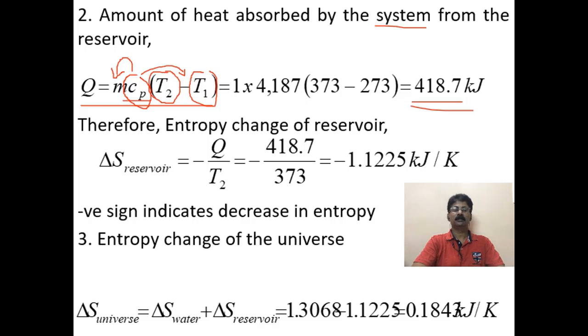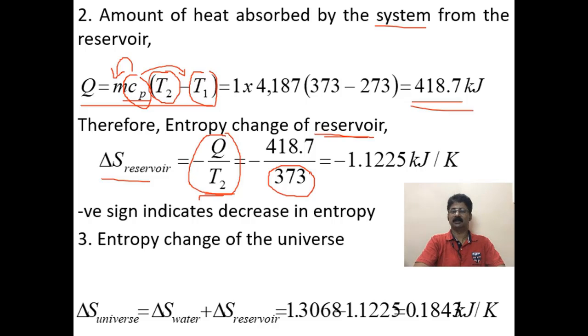Now this is positive for water but negative for the reservoir. Why? Because the reservoir is giving the same amount of heat to the water. So the entropy change of the reservoir becomes minus Q by T2. Now here you see there is no mention of T1 and T2. Only T2 is there, because the temperature of the reservoir doesn't change. It remains at 373, though it gives out some heat. This is very, very important. Try to understand this. This is for the reservoir, or for anything of which the temperature remains constant during the heat rejection or absorption.